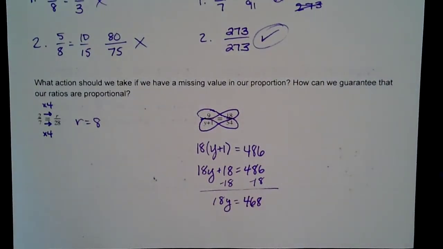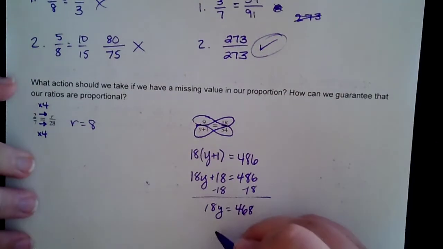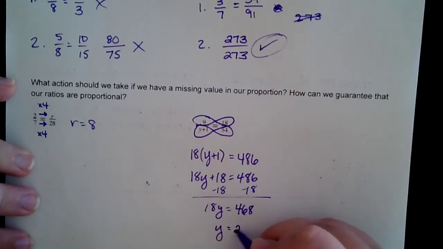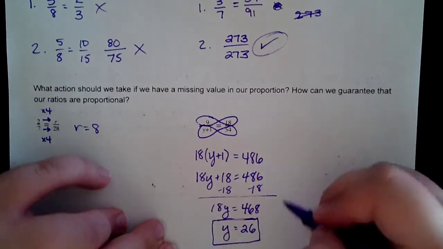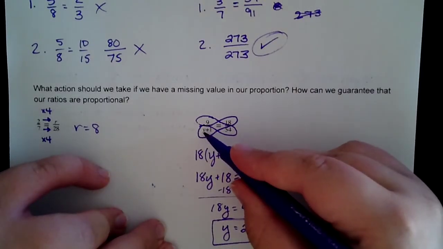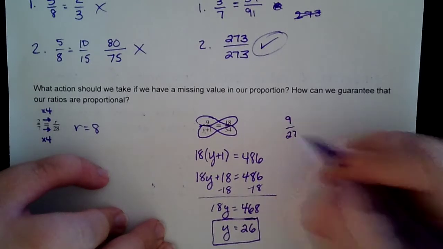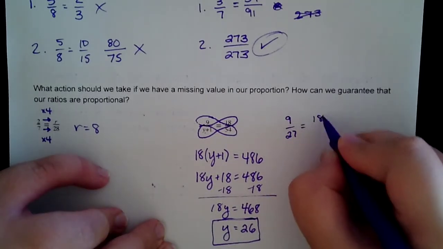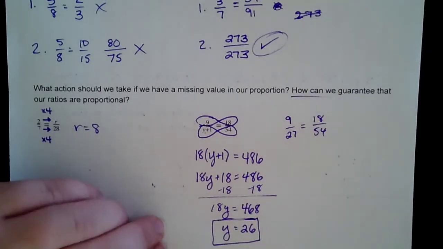And then, of course, dividing by 18. And in this case, I'm going to find that y equals 26. And then I can always go back and plug that in. And that's actually what I'm going to do. So if I plug in y equal to 26 here, I'm going to get 9 over 27 is equal to 18 over 54. How can we guarantee that they're proportional?